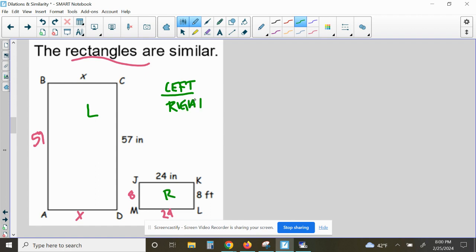Left over right. Okay, so on this shape, what is my smaller side on this shape? The X is the smaller side. Okay, now my right shape, going over here, which is the smaller side? The smaller side is the 8, because I only got 8s and 24s, so we're pairing up the two smaller sides. Okay, go back to the left shape. The next biggest side is the 57, and that has to be matched up with the 24.